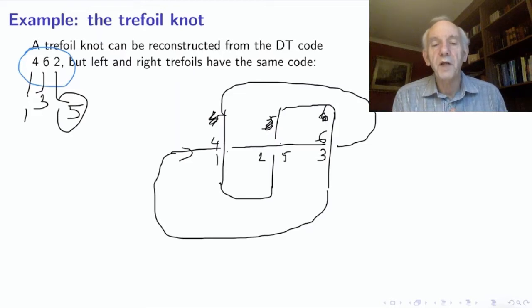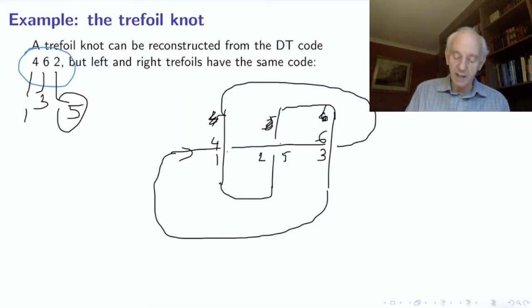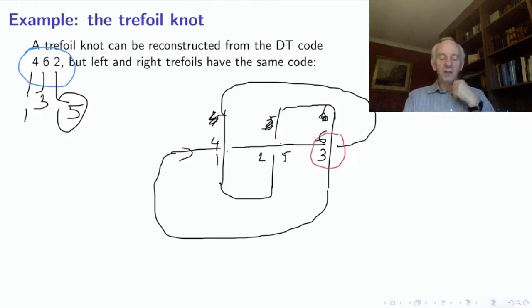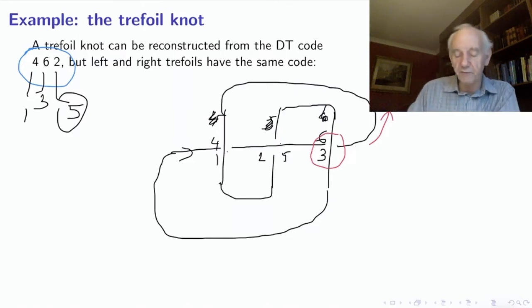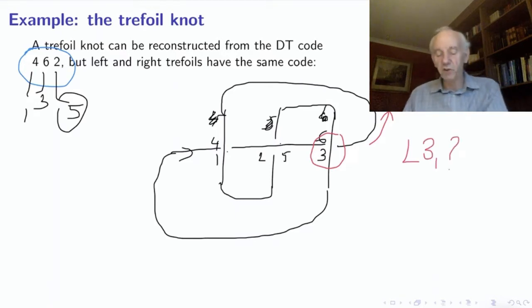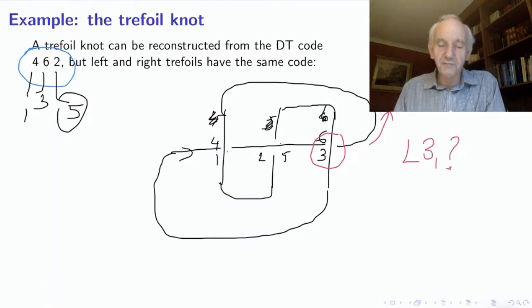Now you might say, well, it must be the right one, because if I look at this crossing here, the underpass is sort of veering, as I come outside, it's veering to the right. It's veering to the left, sorry, so you might guess this is the left Trefoil knot. That would be a reasonable guess. This is an error I actually got wrong in my first introductory lecture.